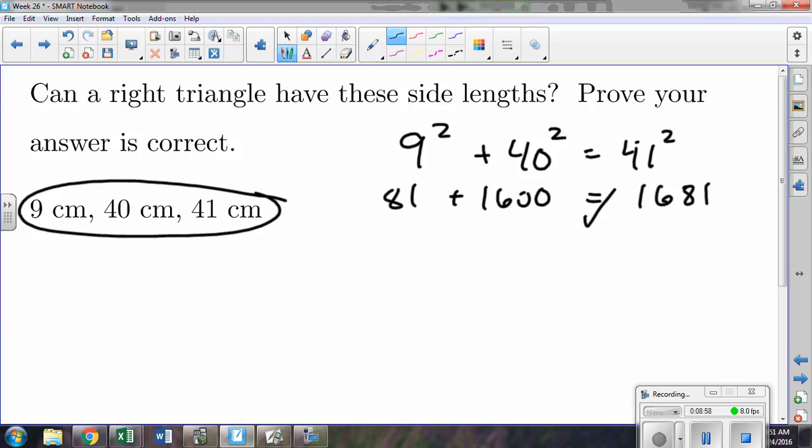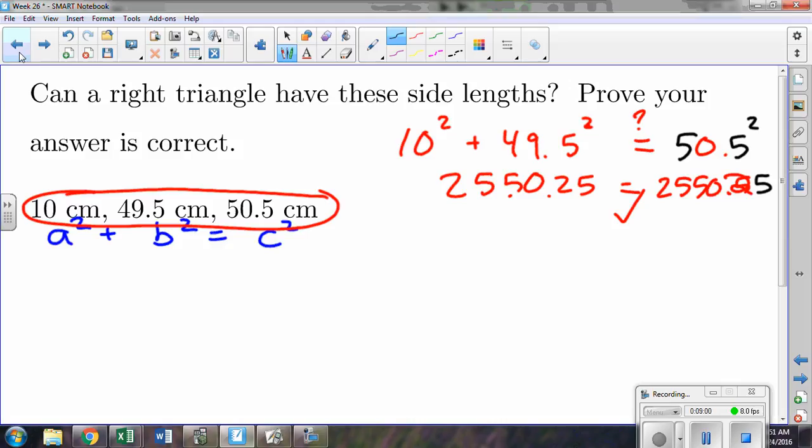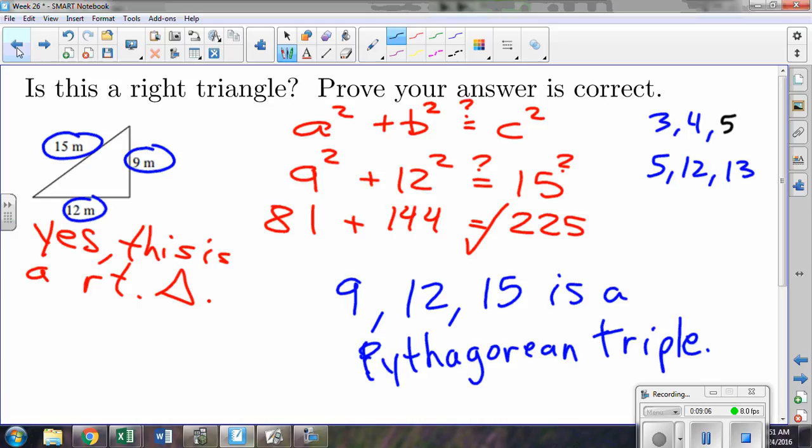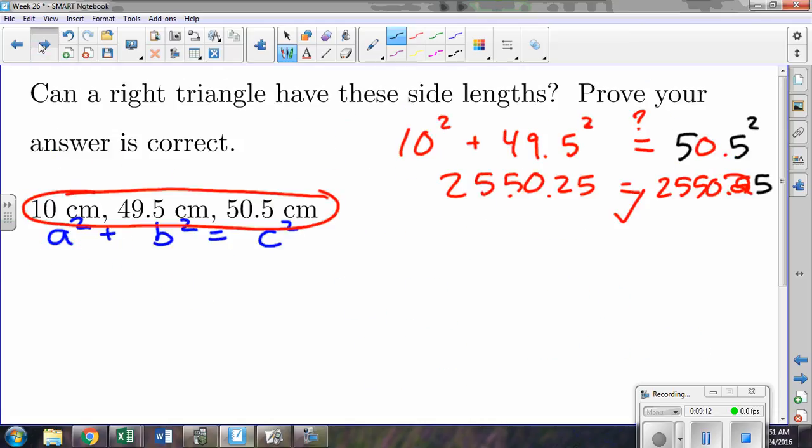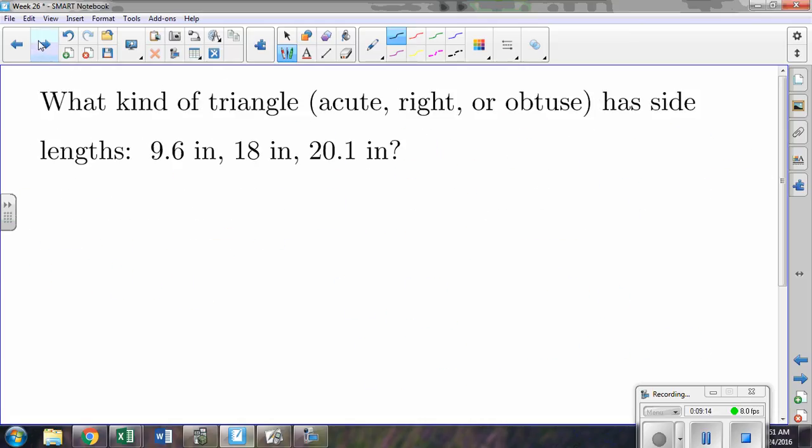So far, each of our problems has looked at, is this thing a right triangle, yes or no? Well, the converse of the Pythagorean theorem actually allows us to go further. Not just is it a right triangle, but what kind? We can figure out if it's an acute triangle or an obtuse triangle as well.